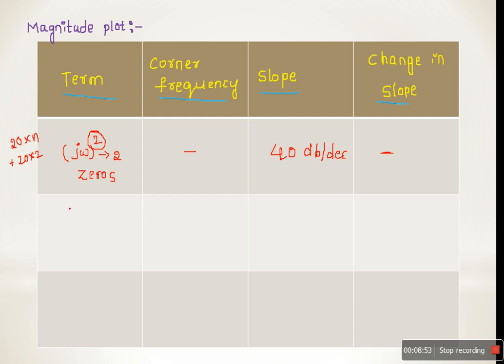And similarly the second term in the given transfer function is 1 by 1 plus 0.2 j omega. So what is the corner frequency here? This is in the form of 1 by 1 plus s tau. In place of s we are having j omega. So corner frequency omega c1 equal to 1 by 0.2. That is nothing but 5 radians per second.